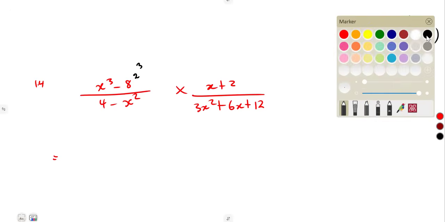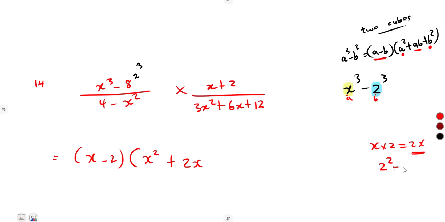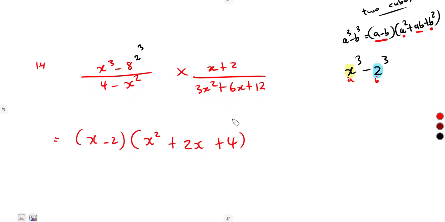So factorizing this, you are going to obtain a minus b, that's x minus 2, into a squared, that's our first term, which is x squared, plus ab, the product of a and b, x times 2, which is 2x, plus b squared, the last term, 2 squared, which is 4. Remember, guys, I told you about this factorization as an introduction. All right, everything over this.